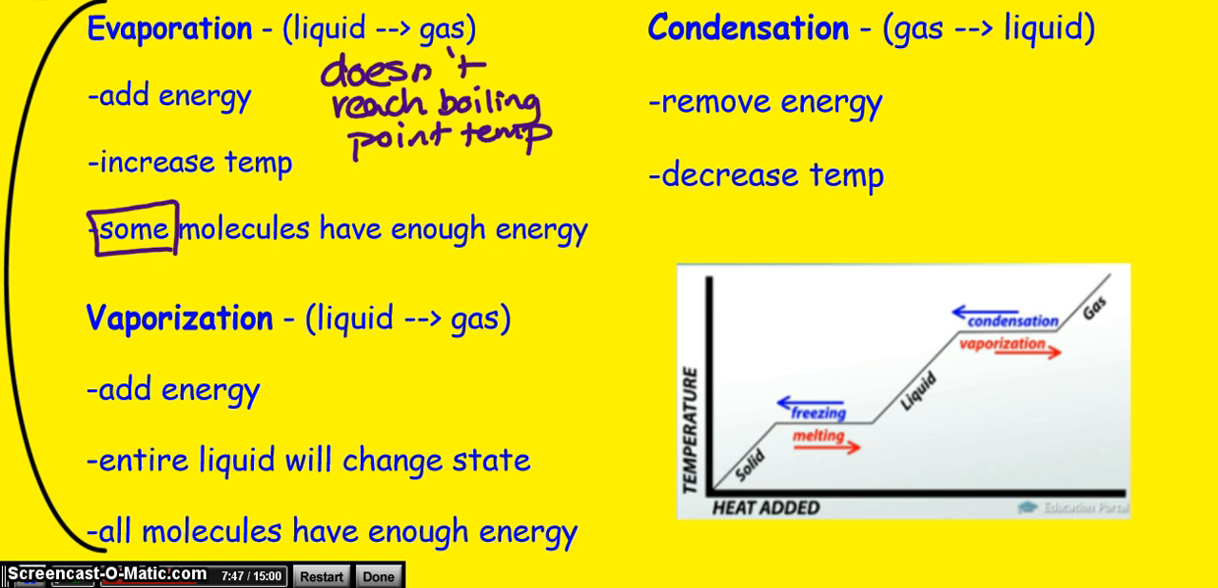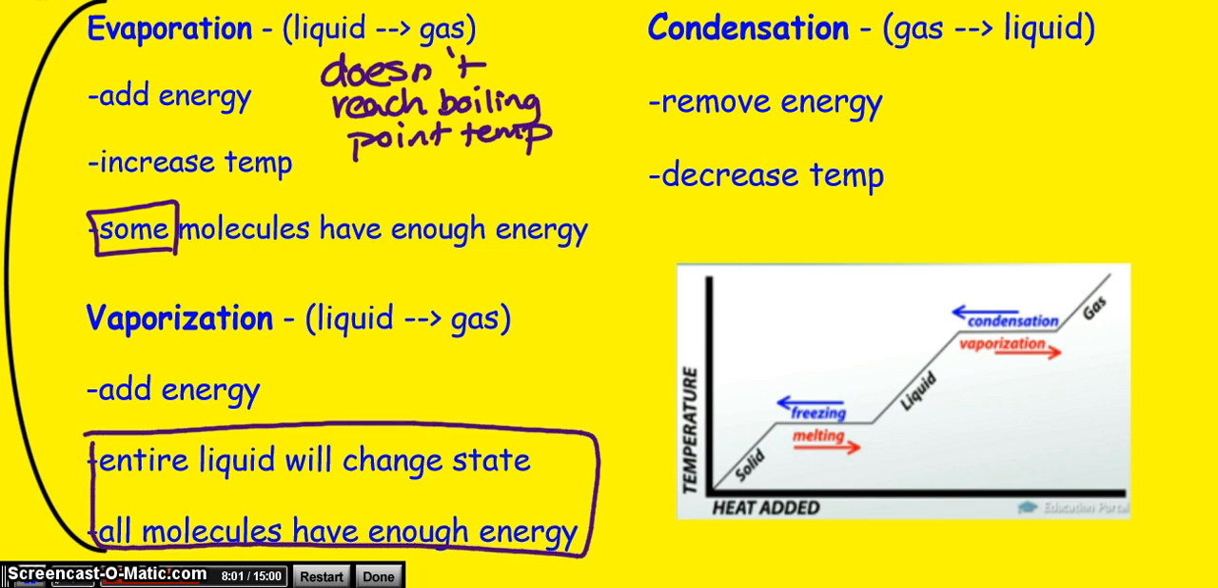With vaporization, we will get that substance to the boiling point temperature, and that's where an entire liquid or a large quantity is going to change state. So it's about how much of the substance at which temperature we get to. Going the other direction, in removing energy, condensation is when we go from a gas to a liquid.